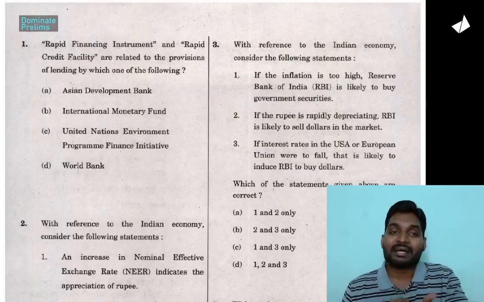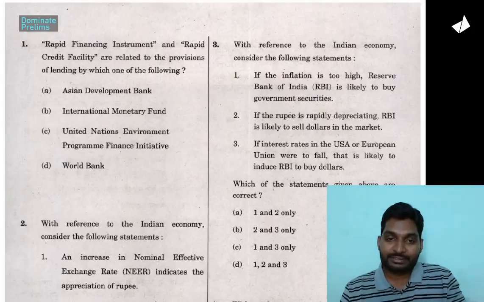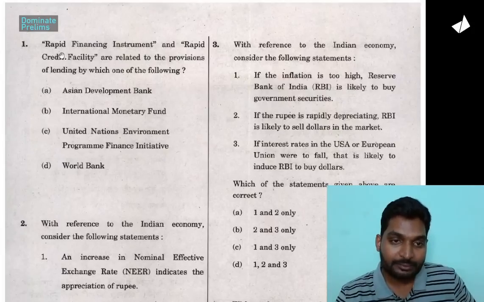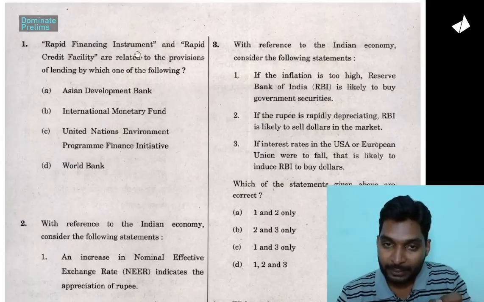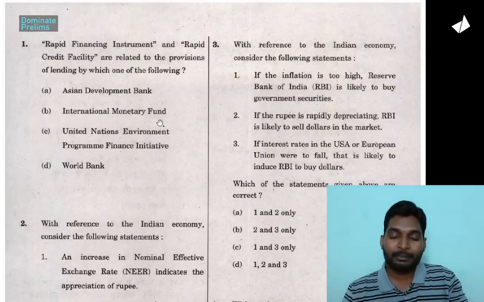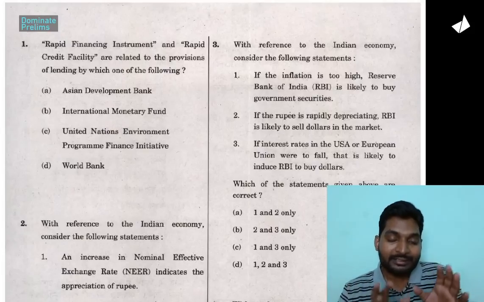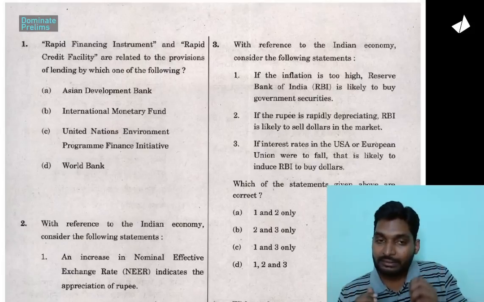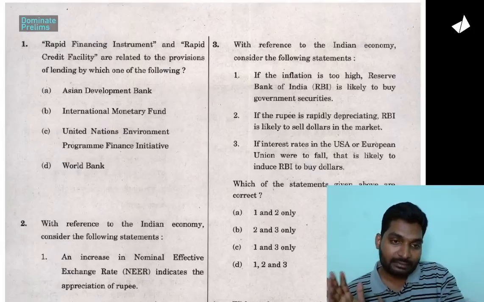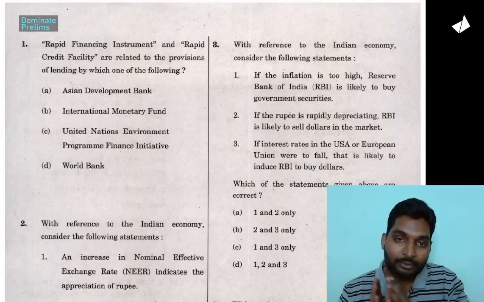I'm using the word glance. I would glance at this question and search for the keywords. Here the keywords are rapid financing instrument and rapid credit facility. Now it took me max 5 seconds to glance at these keywords. Having read these keywords, there can only be two cases: either I have read about these keywords, or I don't have an idea about them.